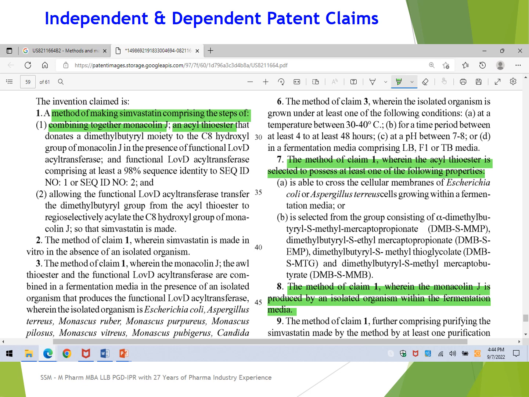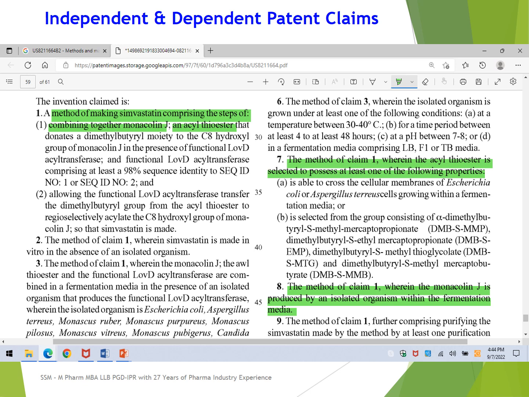If you see claim number 1, it is claiming a method of making simvastatin comprising the steps of combining together monocholine J and acyl thioester. So combining two chemicals together, they are making simvastatin. They are claiming the method of making simvastatin by combining these two chemicals. These are the two chemicals used for making simvastatin. They are very broad in scope. They don't have any limitation, or they are not limited to any specific property.